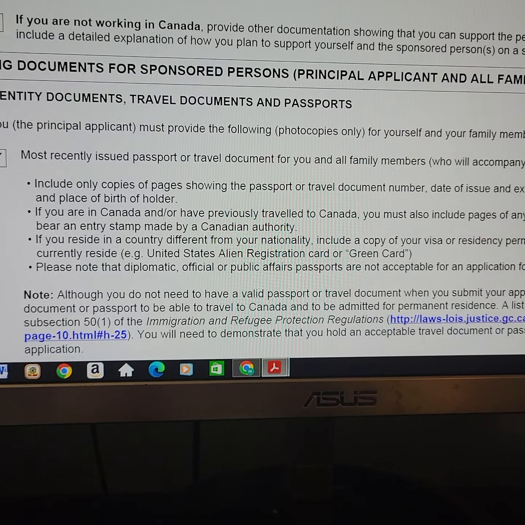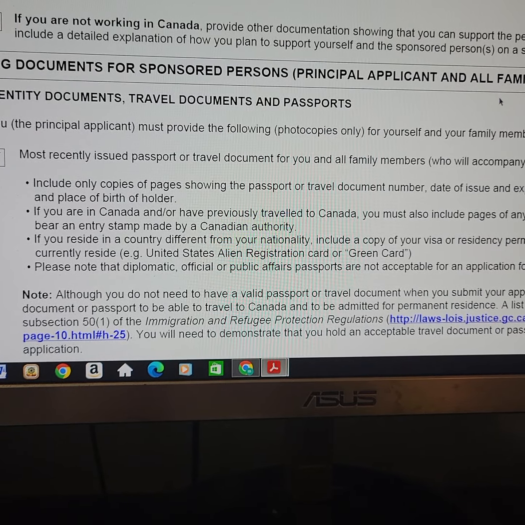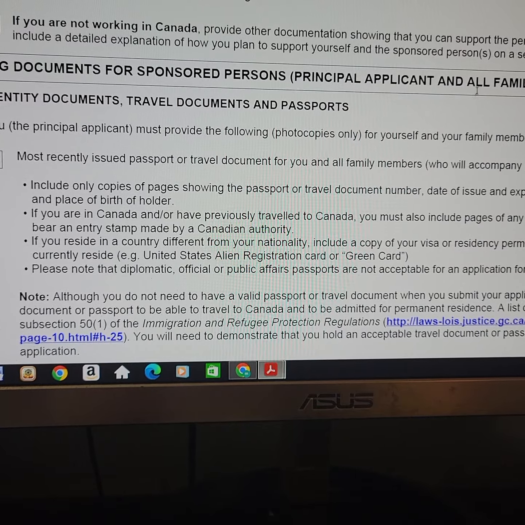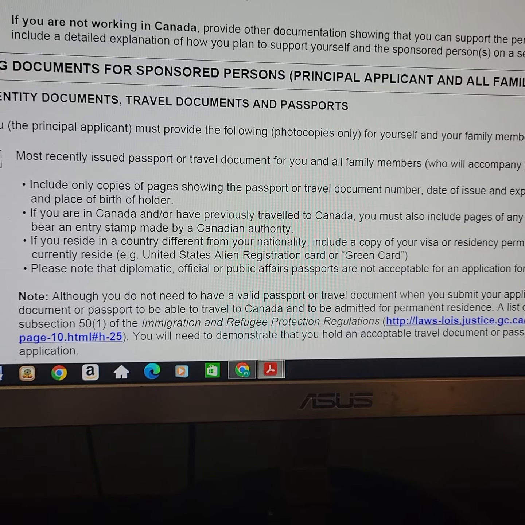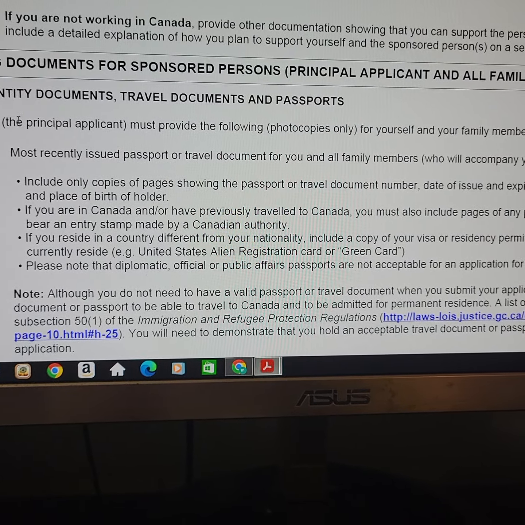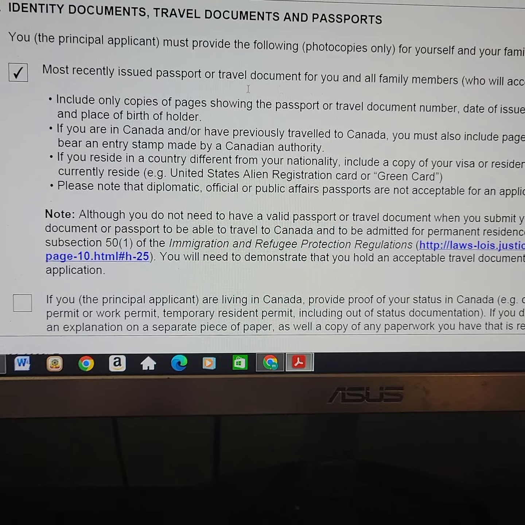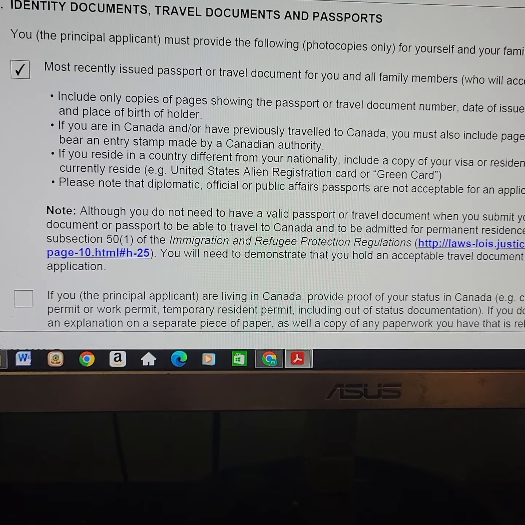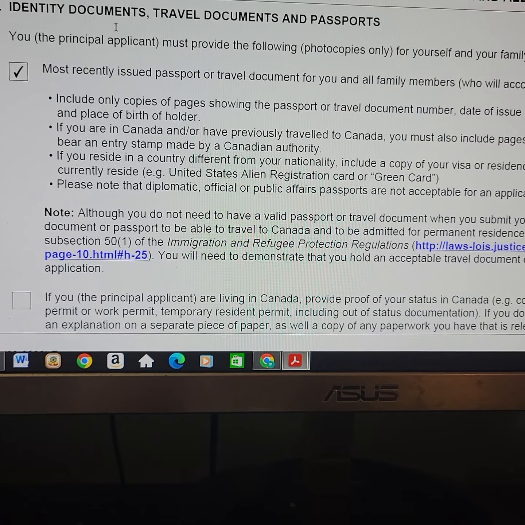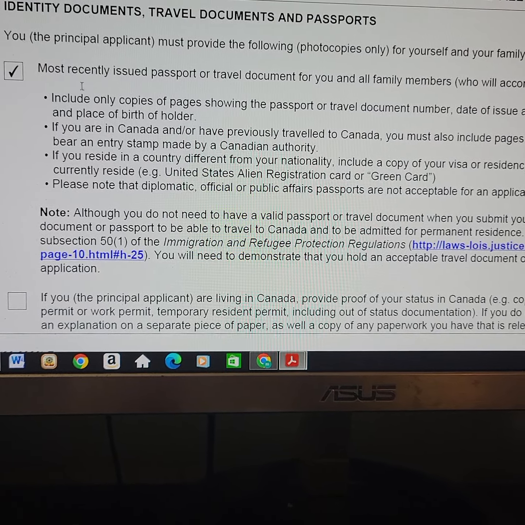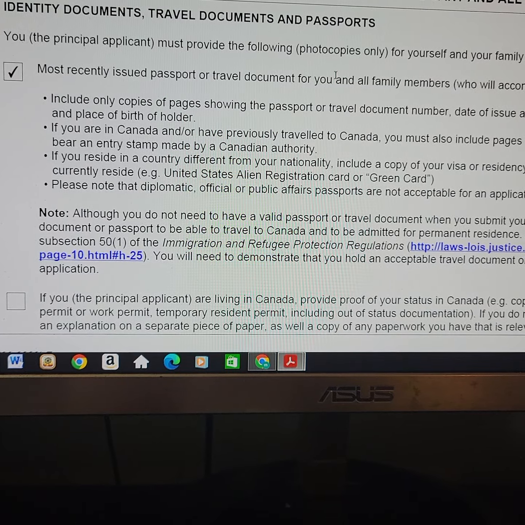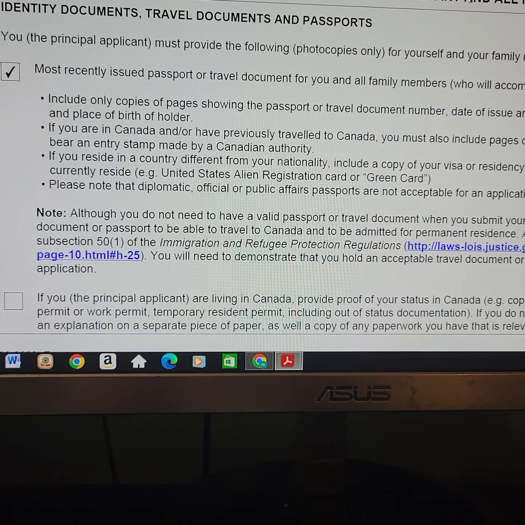All family members, again, meaning their dependent children. Okay, not mom, not dad, not sisters. Okay, identity documents, travel documents, and passports. So you check that off. Obviously, you're going to submit the identity documents and travel documents. So the most recently issued passport, you make a copy of that. This is for the principal applicant.